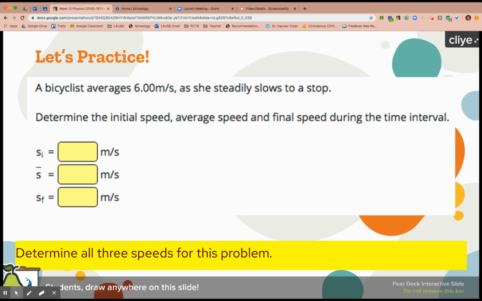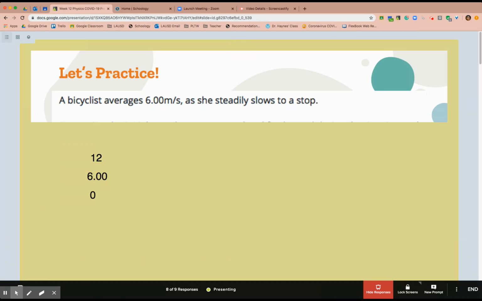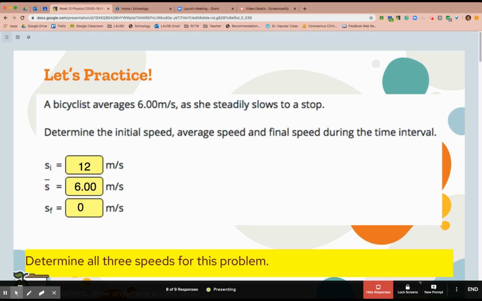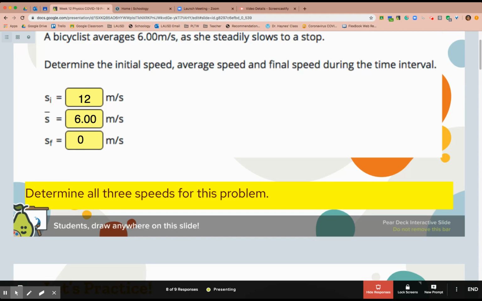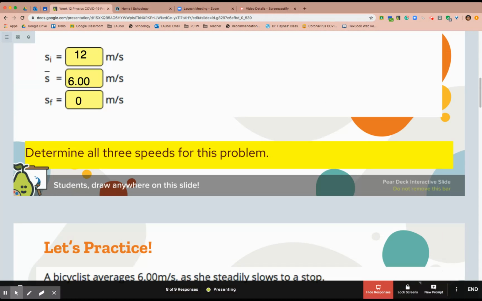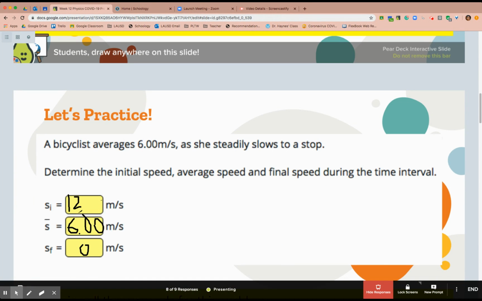Okay, I see some of you with it. I'm going to show responses. So yes, someone found that the initial speed was 12. You find that because if you multiply the average speed by 2, 6 times 2 would give you 12. And then 12 minus the final speed would be 12 minus 0, because the final speed was 0, which leaves you with an initial speed of 12 meters per second. That's how that would work out. And I see that with some others. Really great. Good, good. All right.